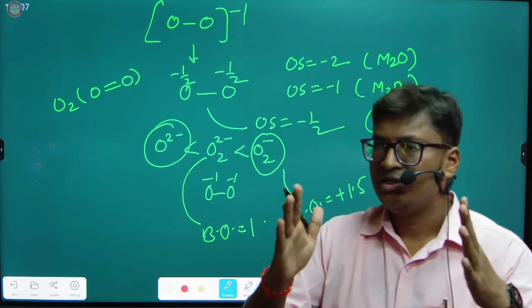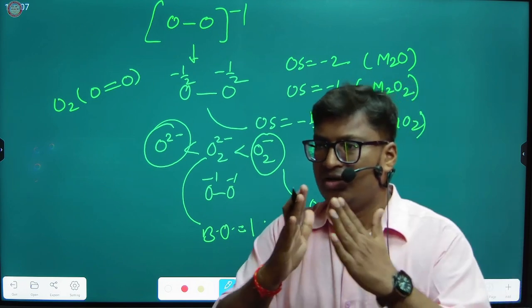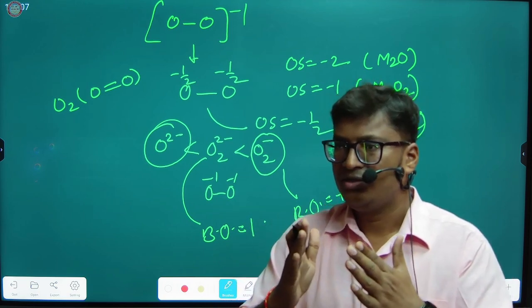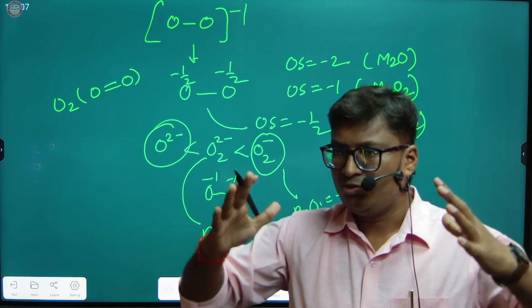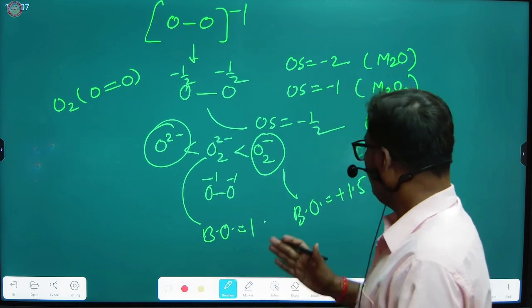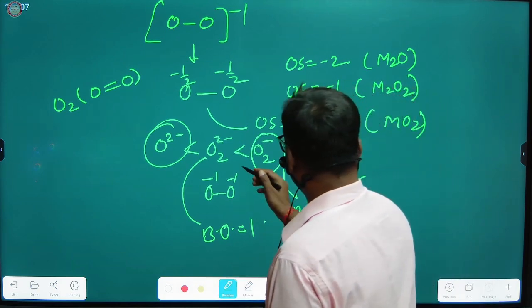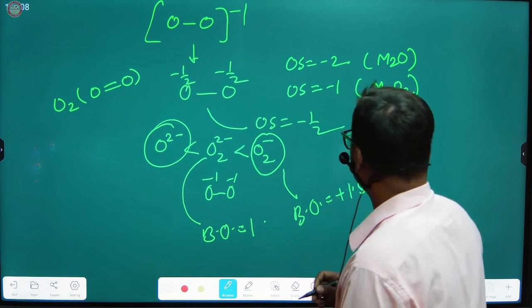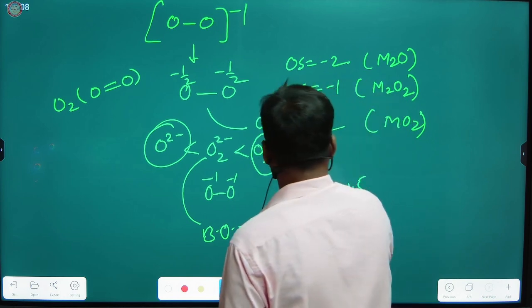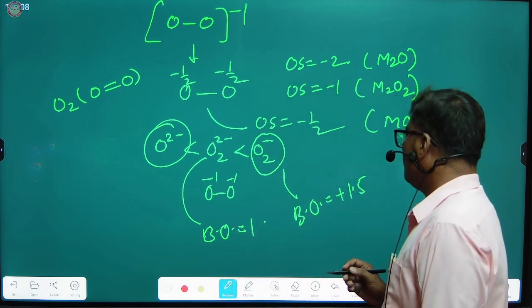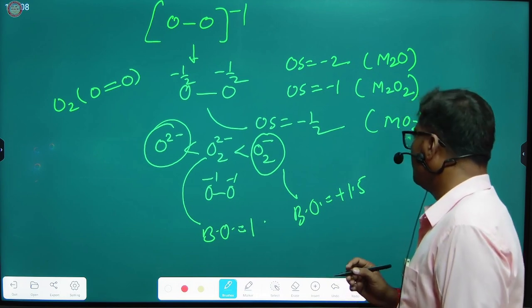It means there is repulsion. It means they do not wish to remain close to each other. So that is why you can say that this is smaller compared to the superoxide anion. So all these oxides and alkali metal superoxides are colored in nature.